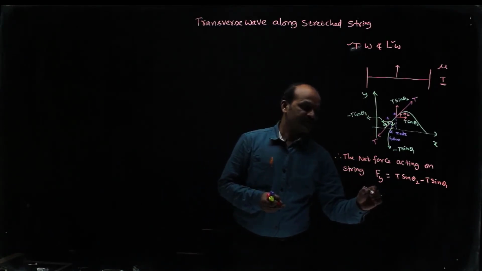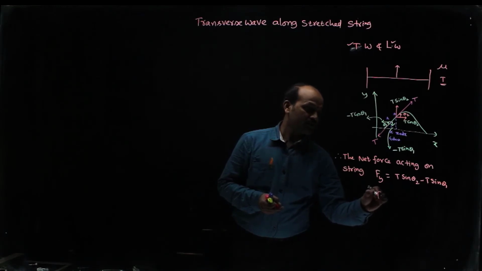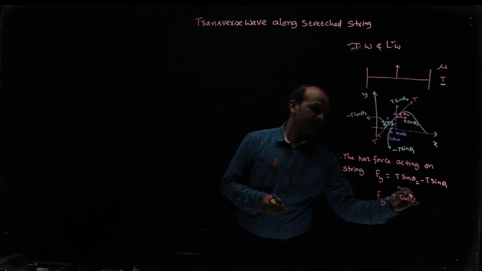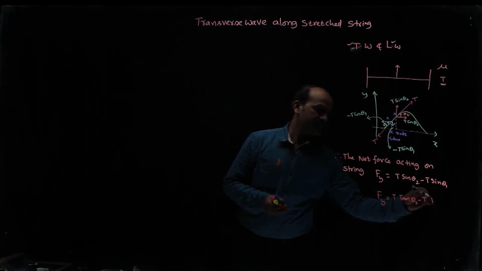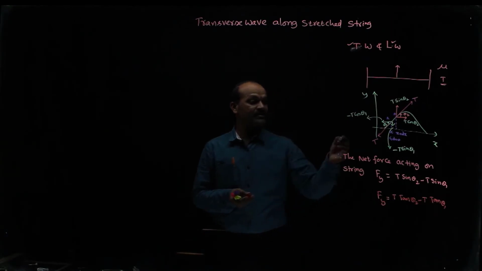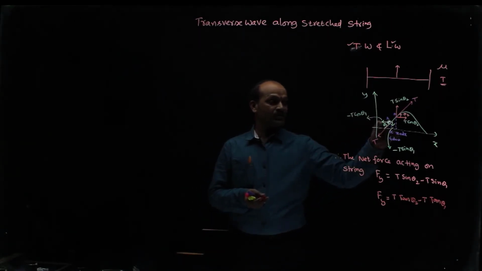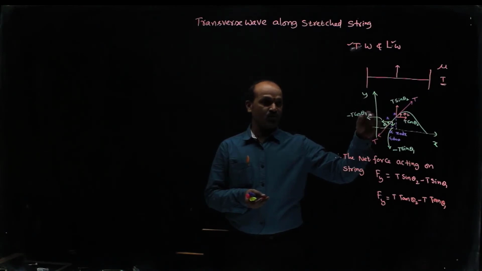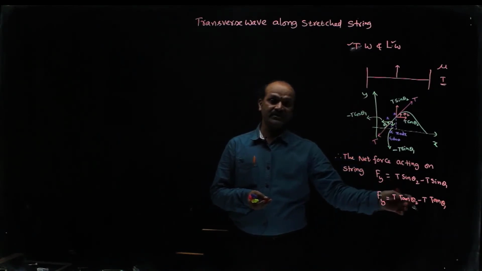And if theta is very small, then sin theta reaches tan theta, right? And what is tan theta? Tan theta is the slope calculated at point A. We drew the tangent. To the tangent, if you calculate slope dy by dx, that gives the tan theta.